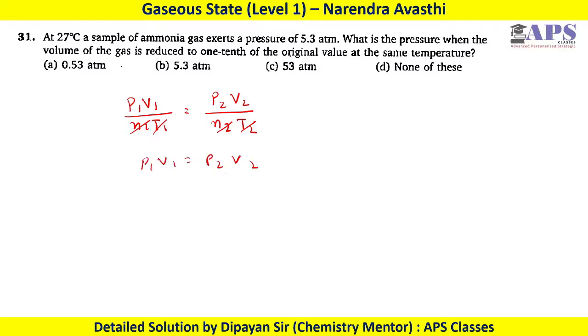So initial pressure is 5.3, and if we take initial volume as V and final pressure is P and final volume is V by 10, because reduced to 1/10 of the original value is given in the question. Then if we solve this whole thing, P will become 53 atm. So option C will be the correct option.